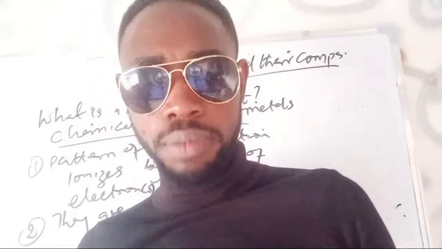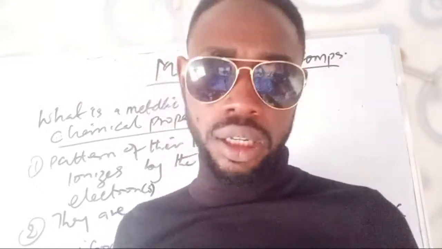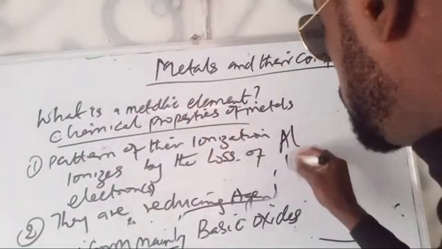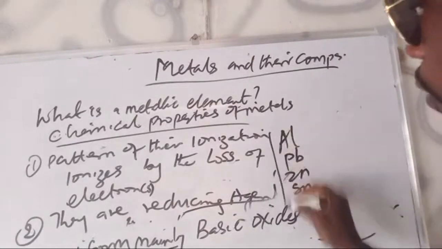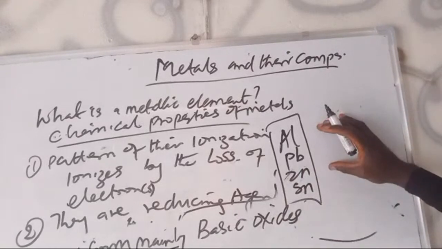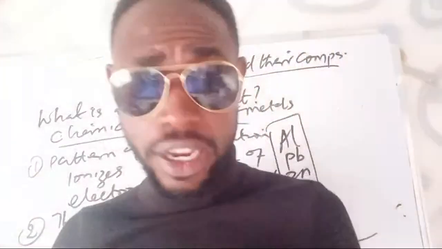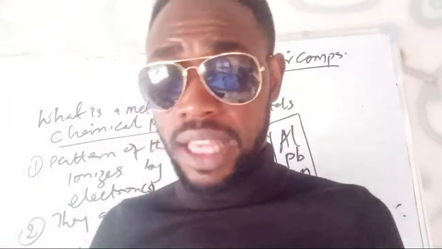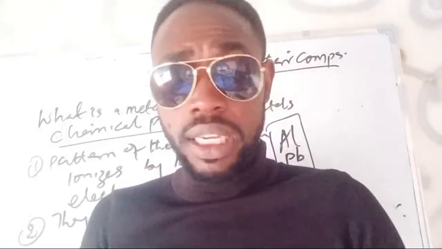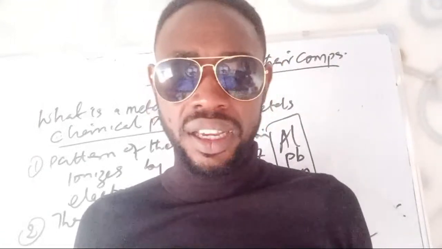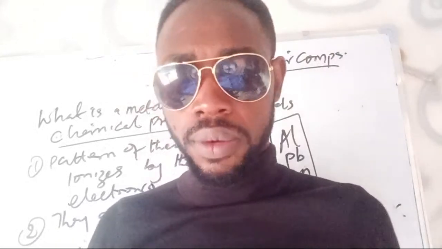Okay, then an amphoteric oxide means an oxide that has both basic and acidic properties. So the oxides of aluminium, lead, zinc, and tin have both basic and acidic properties. If the oxide of a metal is not basic and not amphoteric, it cannot just be ordinary acidic. No, there is no metallic oxide that is just acidic only. It can be amphoteric, meaning having both basic and acidic properties. So that is it for that.